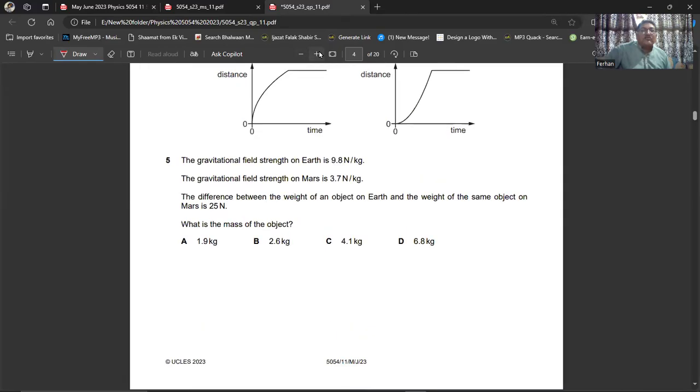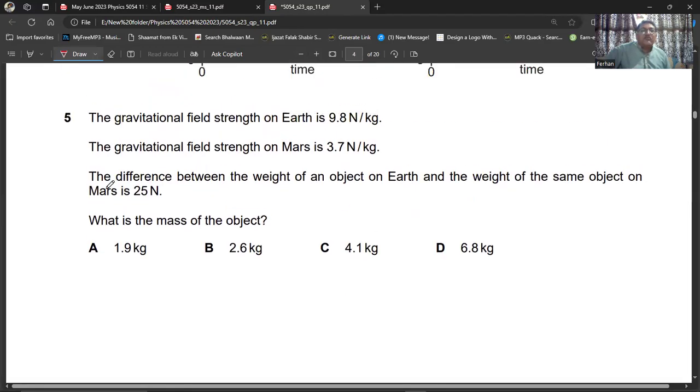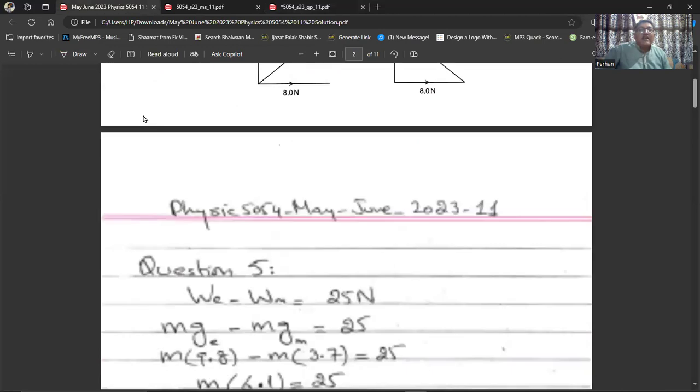Okay, so we have here question number 5. The gravitational field strength of the Earth is 9.8 Newton per kg. The gravitational field strength on Mars is 3.7 Newton per kg. The difference between the weight of an object on Earth and the weight of the same object on Mars is 25 Newton. What is the mass of the object? Okay, so the weight is mg. So the weight on the Earth minus the weight on the Mars is equal to 25 Newton.